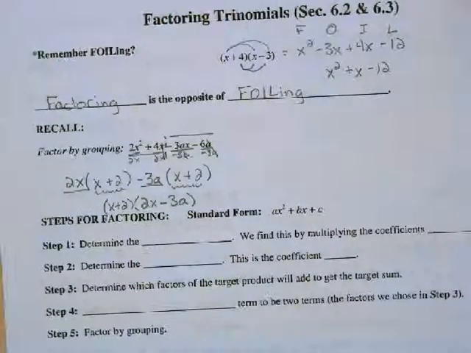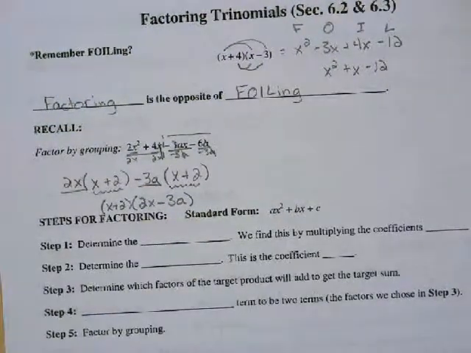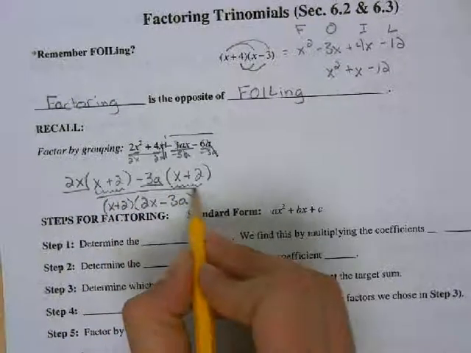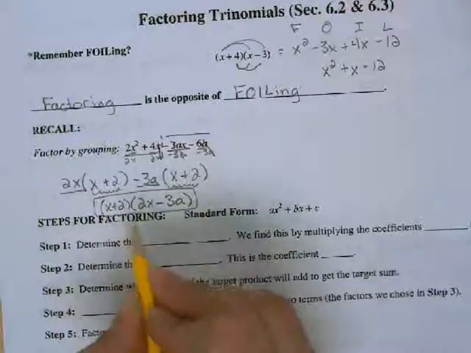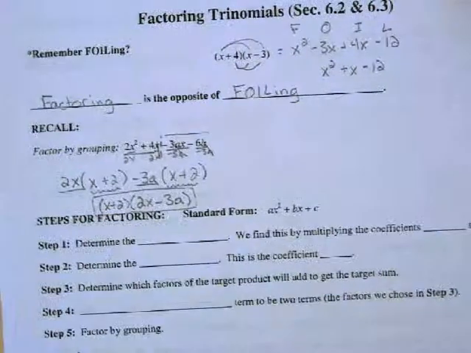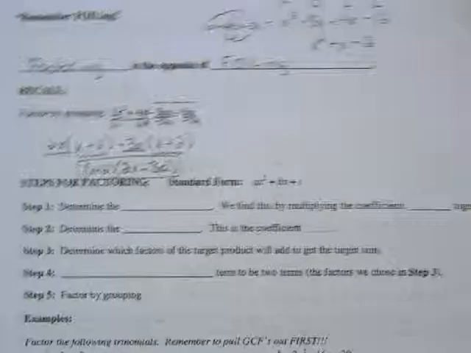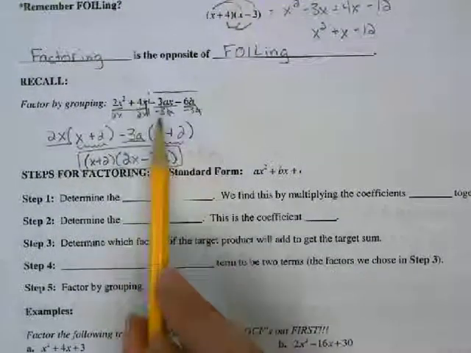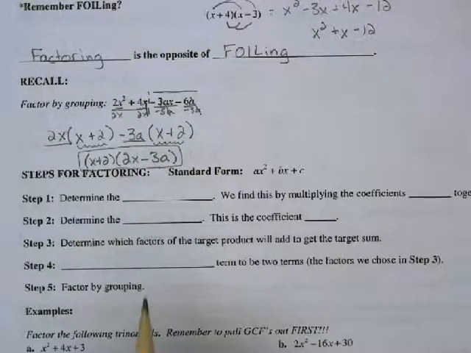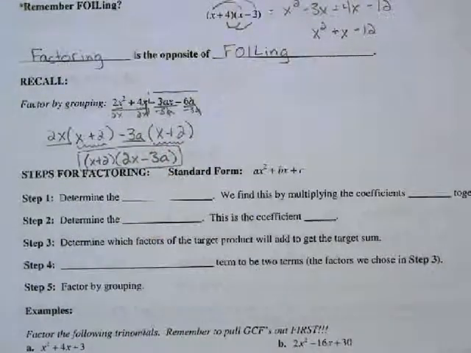So that would be my factoring by grouping. That would be my final answer, x plus 2, 2x minus 3a. Okay? So now, if I want to factor a trinomial, okay, so now we're looking at factoring a trinomial. We're going to use this skill, which is why we just went back over it, but we will use that skill in just a second.